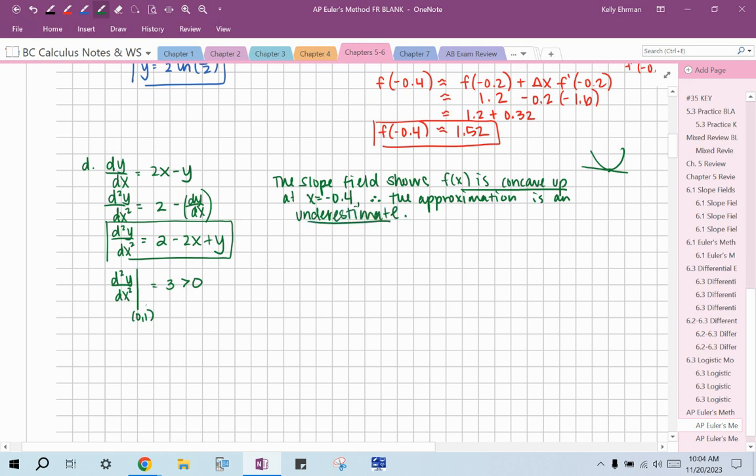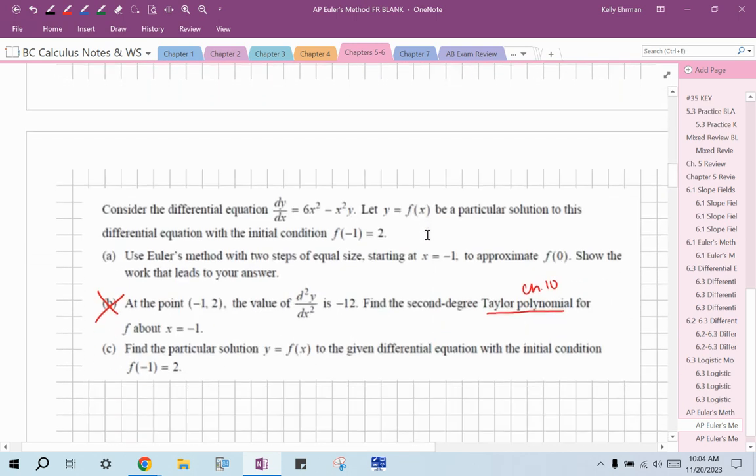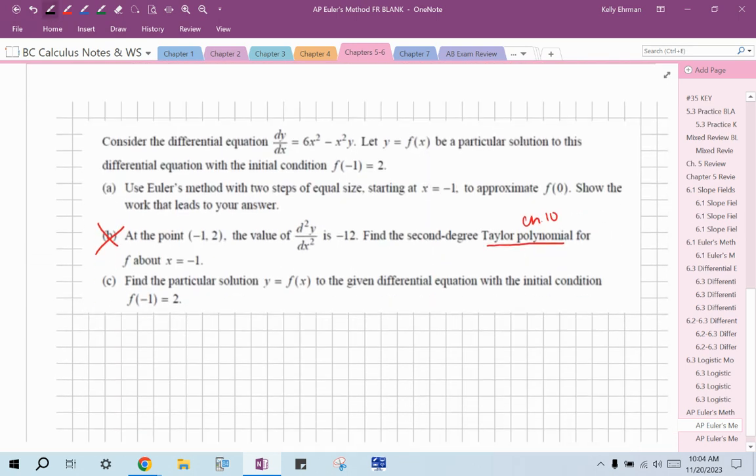So I underlined the keywords there. Slope field's concave up, shows that it's concave up, therefore we have an underestimate. Okay, that's it for that question. On to the next question. So again, we're skipping part B. We don't know how to do that yet.